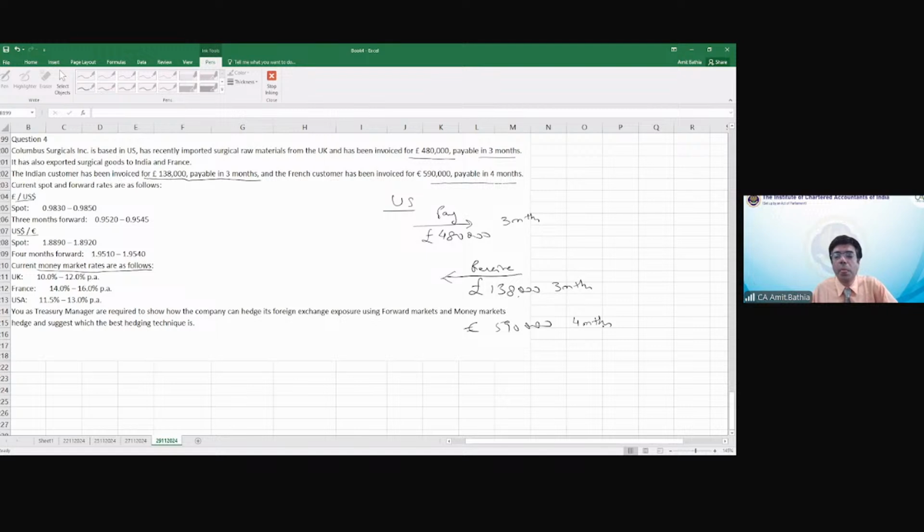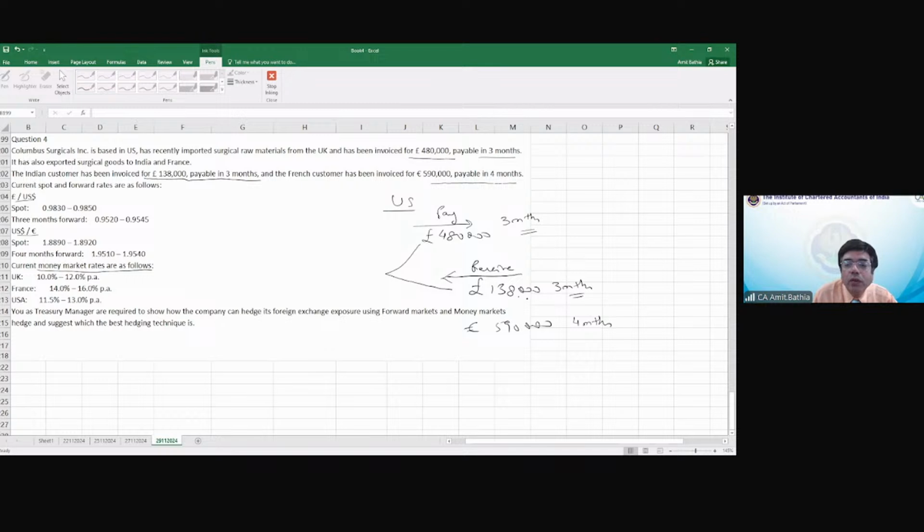Okay. All right. And now you are told that you can hedge your risk by using forward markets and money markets. Fair enough. Forwards is generally fairly easy because it is straightforward. Now my question is, first and foremost, I should take cover for how much amount? For 480 or lesser or more? So 480 minus 138. Very good. Why? Sir, this will be the net exposure.